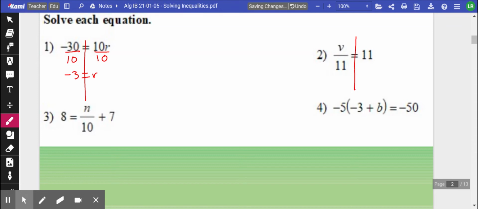Number 2, variable on the left. This is divided by 11. What's the opposite of divide? Say it again. Guys, I'm old. Multiply. So I need to multiply by 11. Now, what that does, because this is 11 over 1, that's going to cancel out those 11s, leave me with V. Then 11 times 11 is 121.